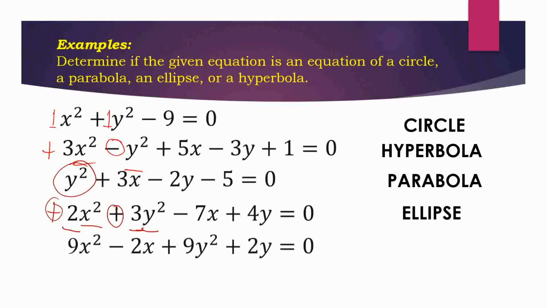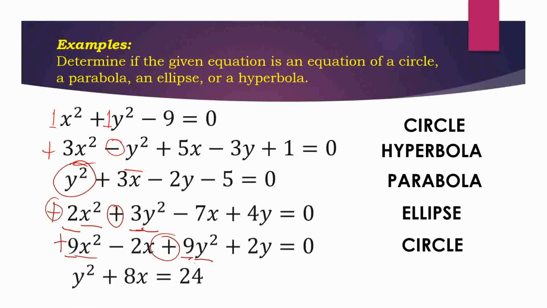9x squared minus 2x plus 9y squared plus 2y is equal to 0. X and y are both squared. Same sign, positive and positive. And also, pareho rin yung kanilang numerical coefficient, which is 9. So, ibig sabihin ito ay isang circle. And last, y squared plus 8x is equal to 24. So, yung pinakamadaling tandaan, kapag isa lang yung naka-squared, so, yun ay isang parabola.